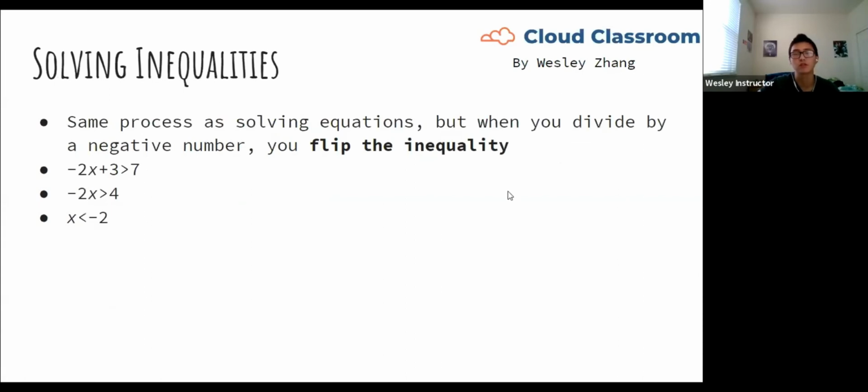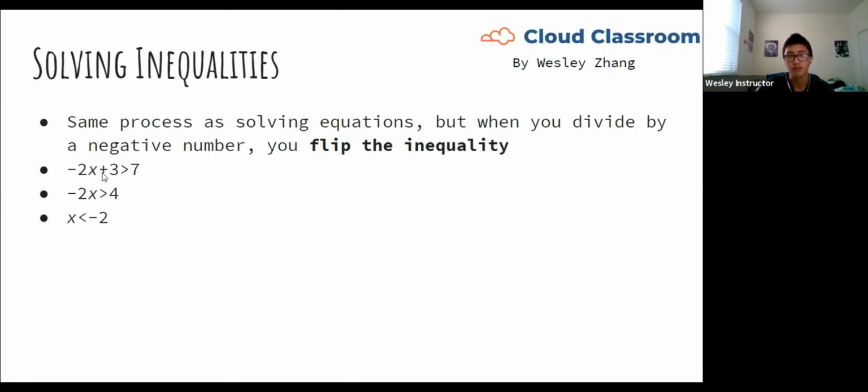All right, solving inequalities. So same process as solving equations. You use the same steps except for one thing. When you divide by a negative number at any point when you're solving the equation, you have to flip the inequality. So here's an example here. Negative 2x plus 3 is greater than 7.